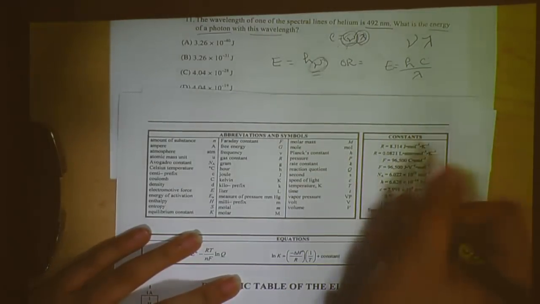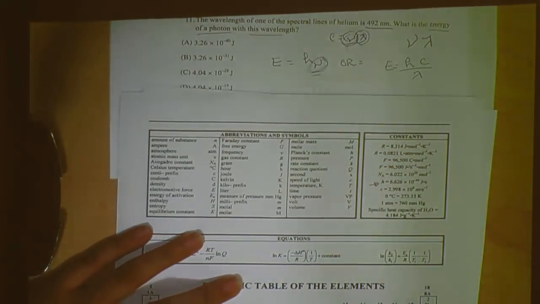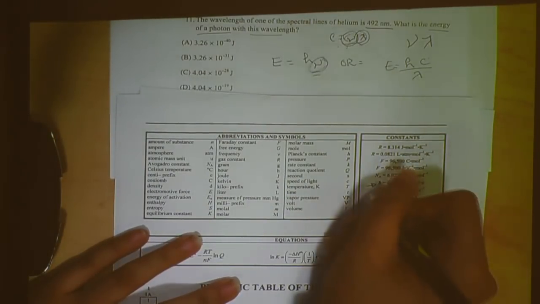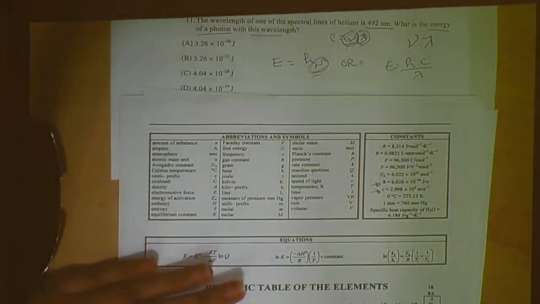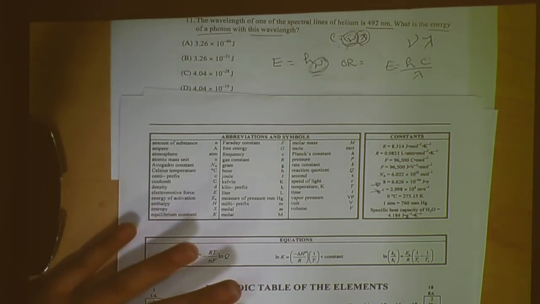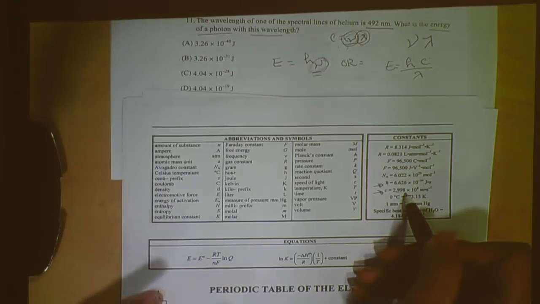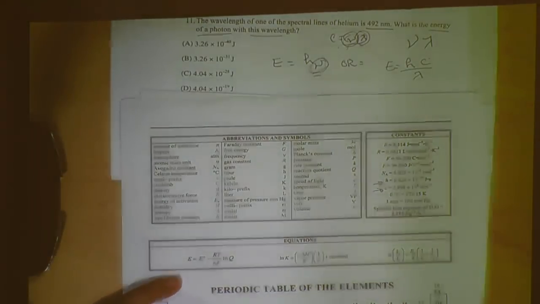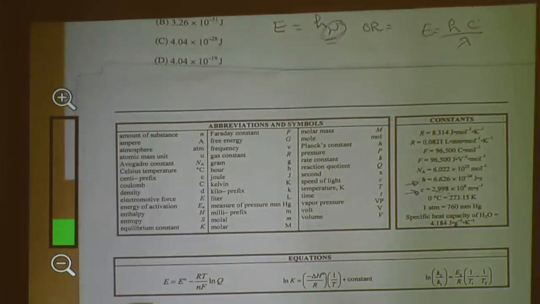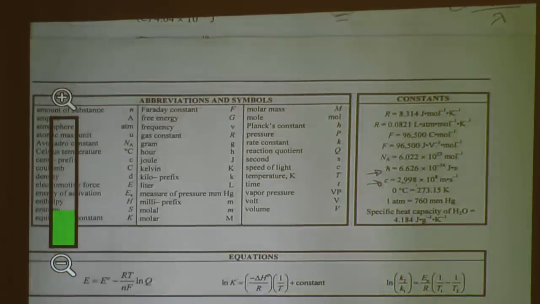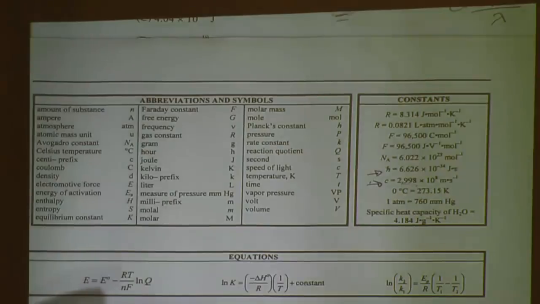The h is Planck's constant, and it's given to you in the constants table. Also c, which is the speed of light, is given to you in the constants table. So you don't even have to memorize them. But you can round this up to 3.0 times 10 to the 8. So it's in the constants table: h and c, which you need.